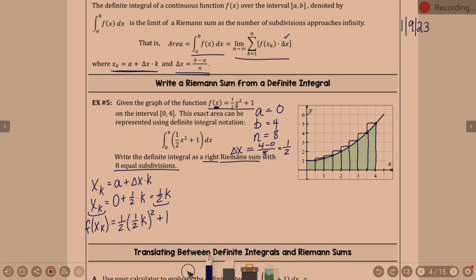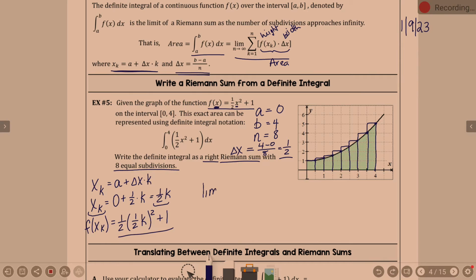Officially, then, what we're doing here, this is that f of x sub k times delta x, that is your area. And it's your area because this is the height times the width. Well, we have our width, our delta x is 1/2. We have our height at x of k. We're getting ready to plug those in. Do I clean this one up at all? Not really.